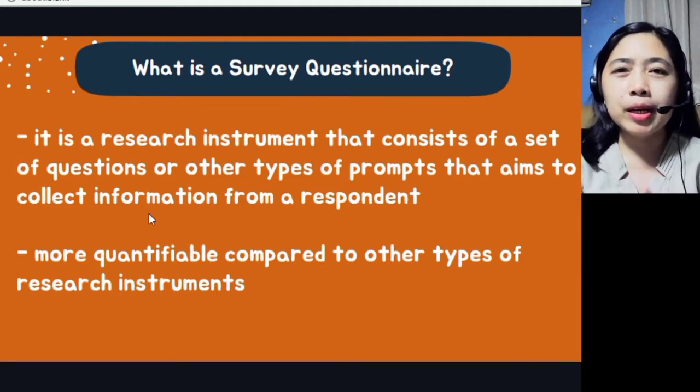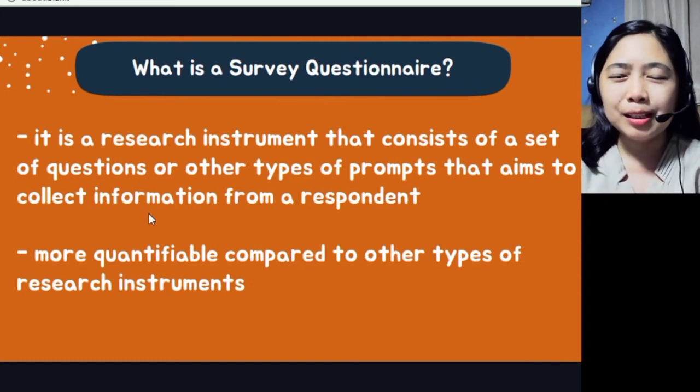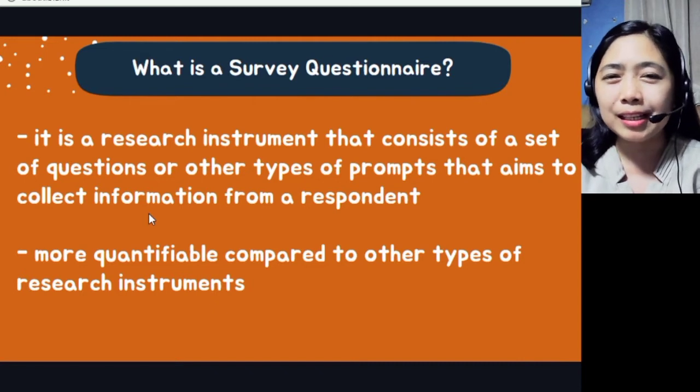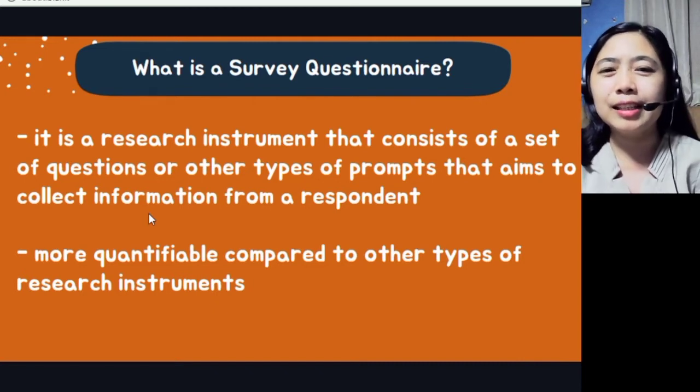By the way, again, for those who just tuned in to my lesson or discussion, the language that I will use is a combination of English and also a dialect from Bisaya, or Visayan dialect.